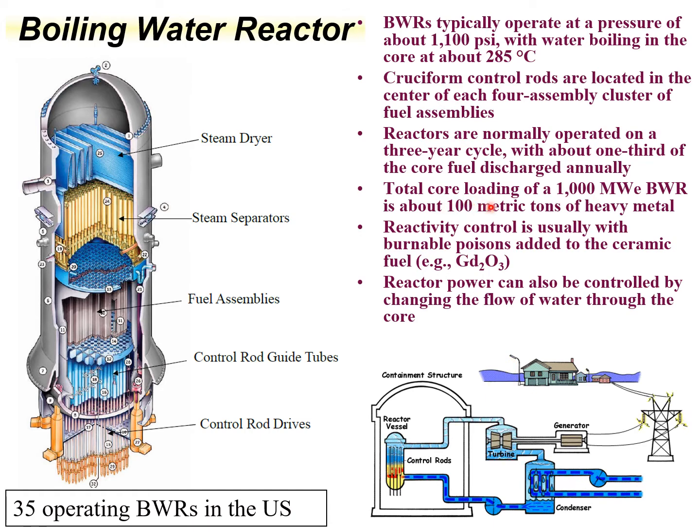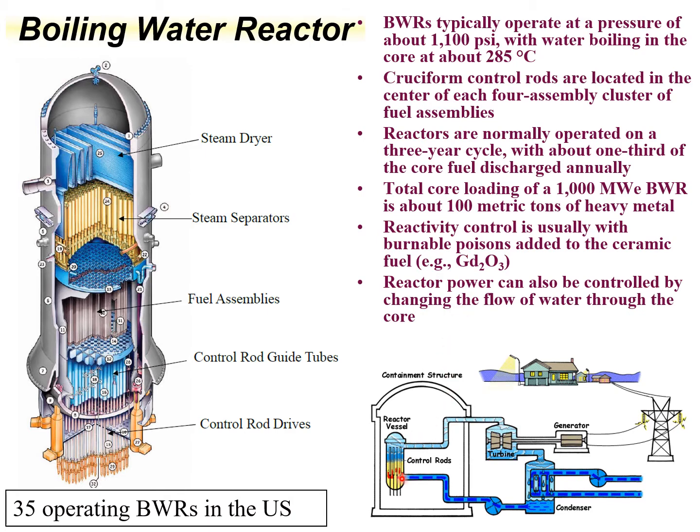A 1,000 megawatt electric boiling water reactor has about 100 metric tons of heavy metal. That's usually defined as uranium. The reactivity is controlled with burnable poisons added to the fuel, for instance gadolinium dioxide. This gadolinium, as a burnable poison, has a large neutron capture cross-section. When the reactor starts, there's often, in the initial phase of the reaction, an excess of neutrons. This gadolinium absorbs those excess neutrons. The reactor power can also be controlled by changing the flow of water through the core.